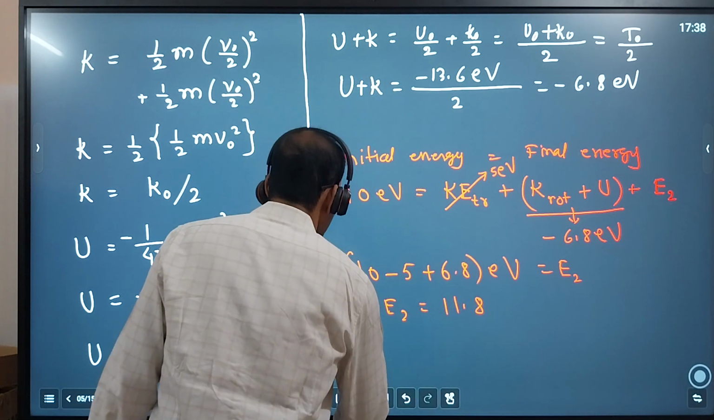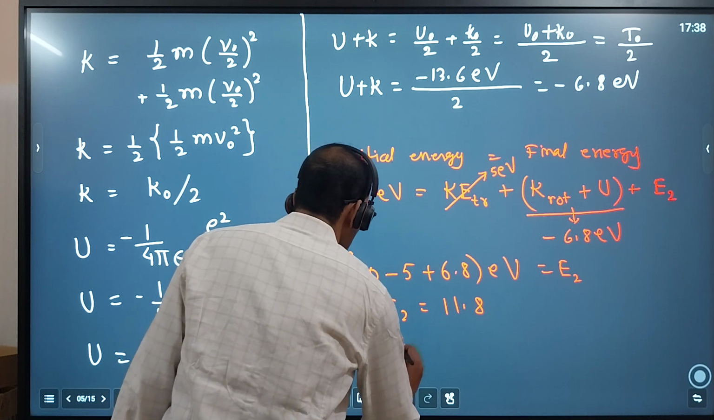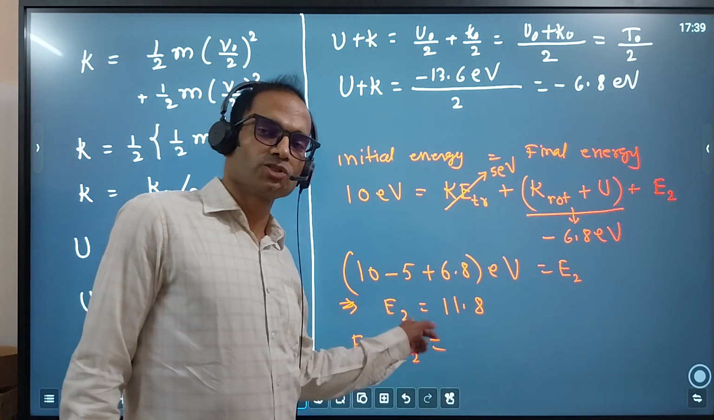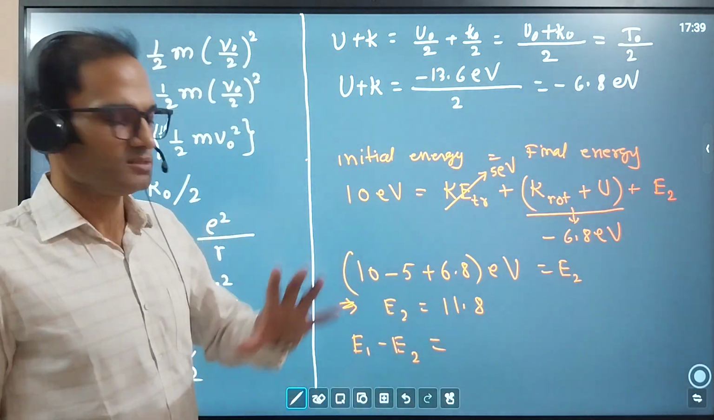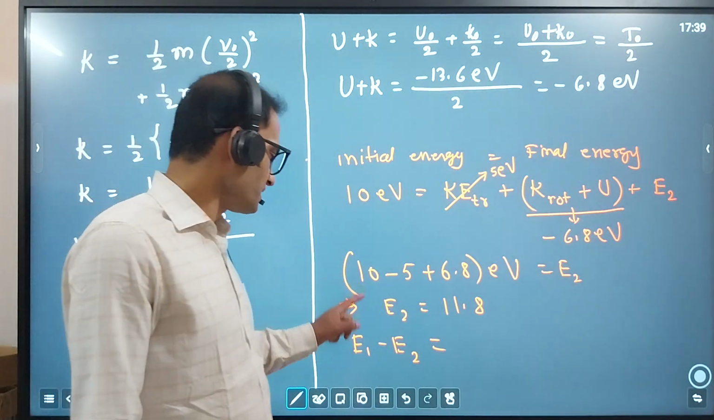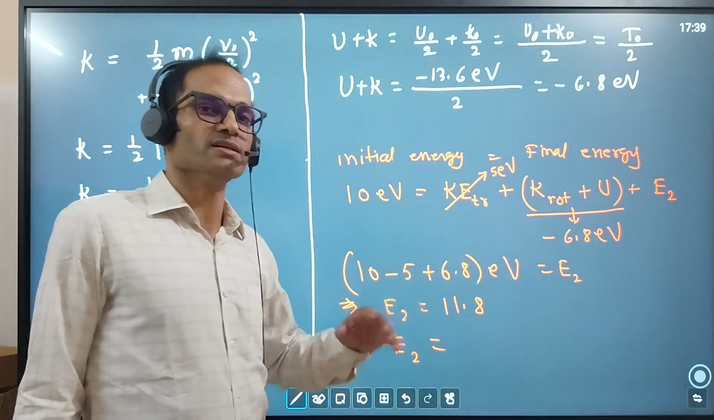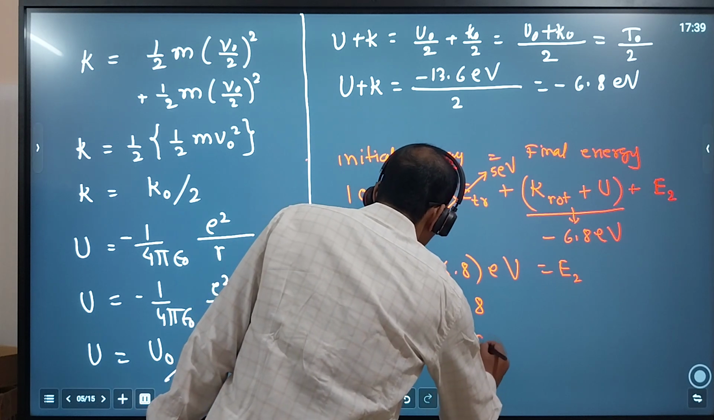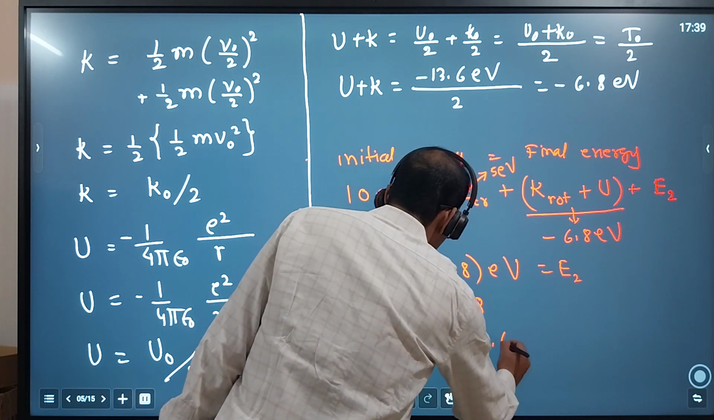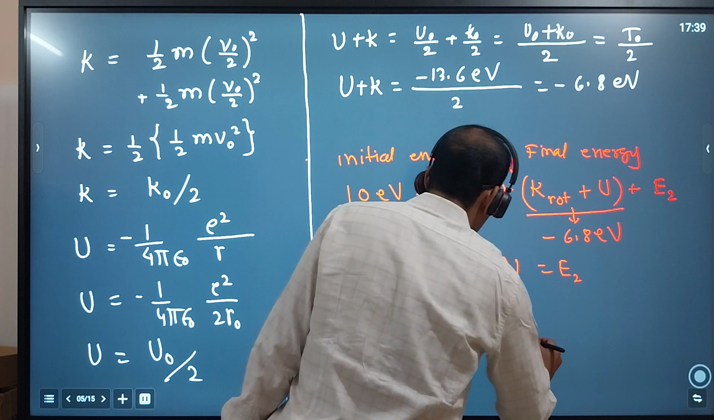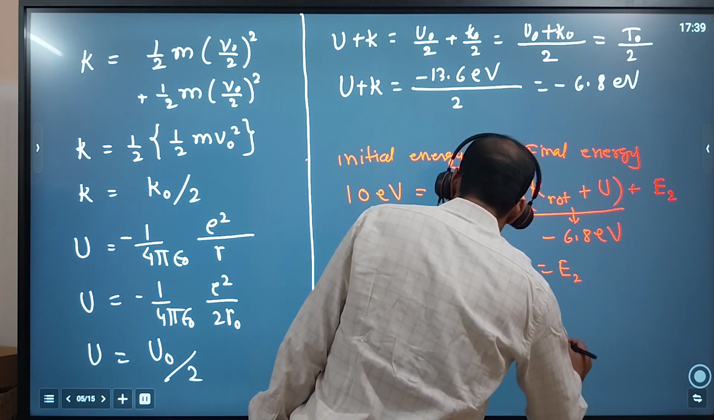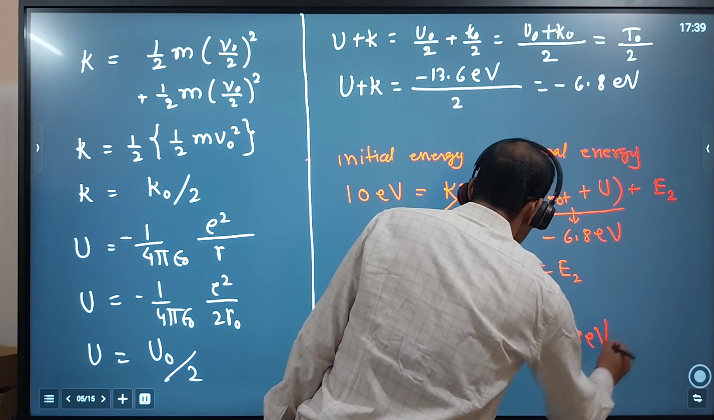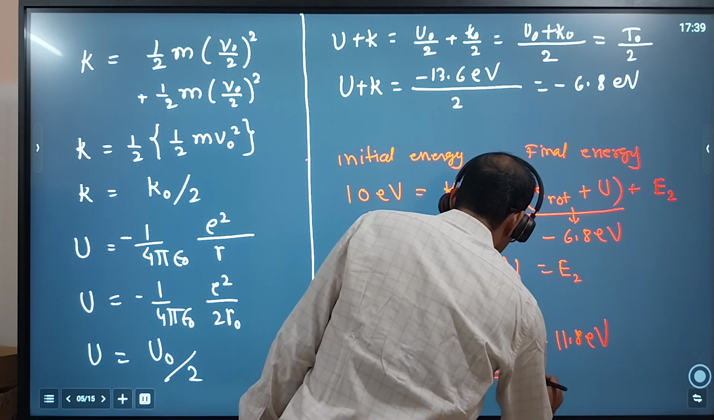And E1 minus E2, we have to find this thing. This E2 is the energy of the second photon, and this E1 is the energy of the incident photon. So energy of the incident photon was 23.6 eV. Energy of the emitted photon is 11.8 eV. So we are getting 11.8 eV.